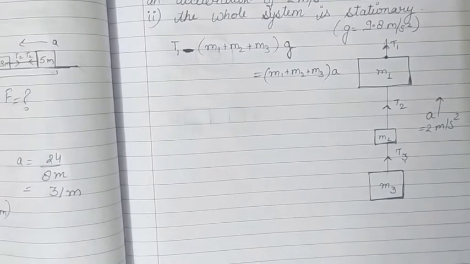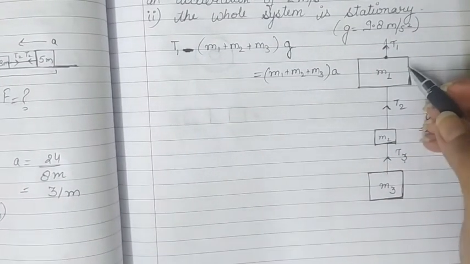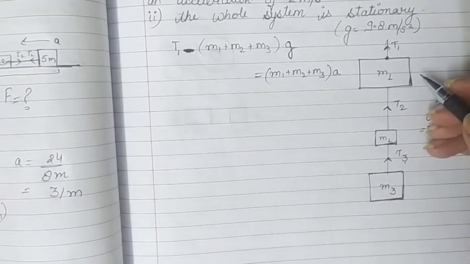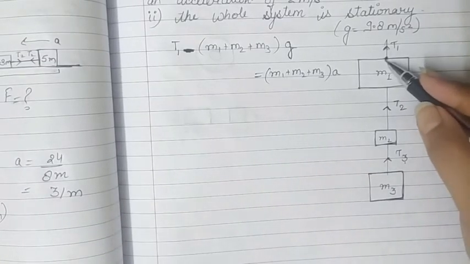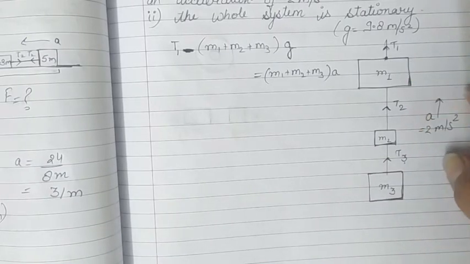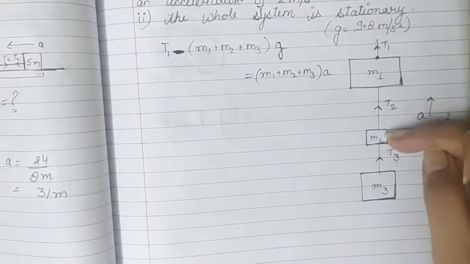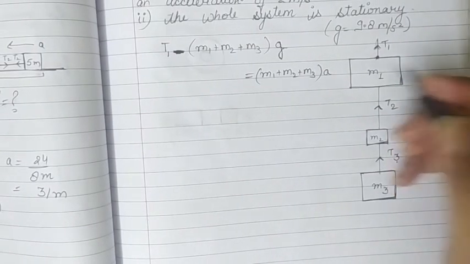So here I have to write the equation for this point of contact. Now see how I am writing this. We know that the net force acting is equal to mass into acceleration. So the net force should be the total mass into the acceleration by which the whole system is going upwards. So it will be (m1 + m2 + m3) a. This is the net force.